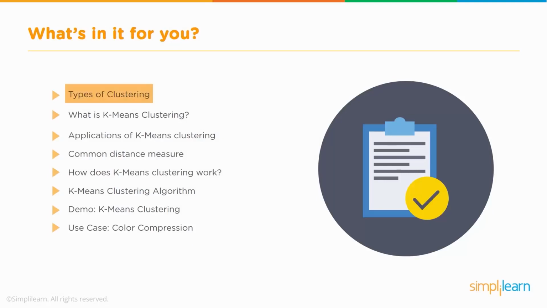We'll talk about the types of clustering, what is k-means clustering, and applications of k-means clustering. K-means clustering is done using distance measures, so we will talk about the common distance measures, and then we will talk about how k-means clustering works and go into the details of the k-means clustering algorithm. And then we will end with a demo and a use case for k-means clustering.